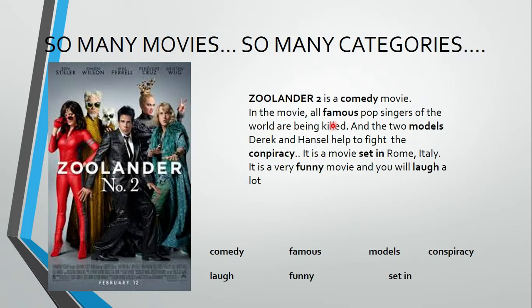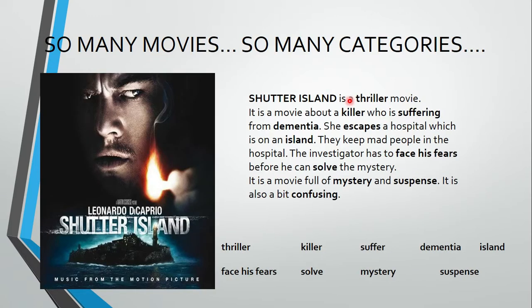Zoolander is a comedy, es una comedia. In the movie, all famous pop singers of the world are being killed, and the two models Derek and Hansel help to fight the conspiracy. It is a movie set in Rome, Italy, and it is very funny, and you will laugh a lot. That's why it's a comedy. Zoolander, una comedia.